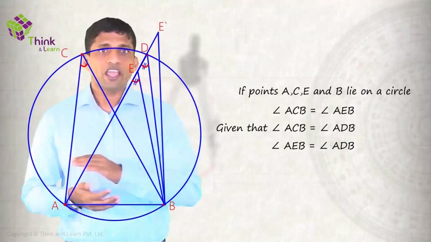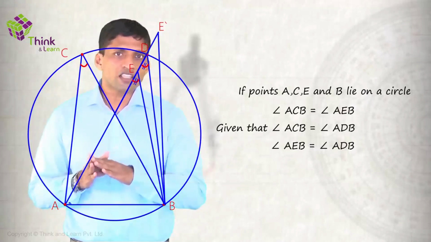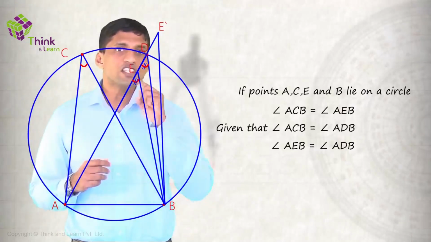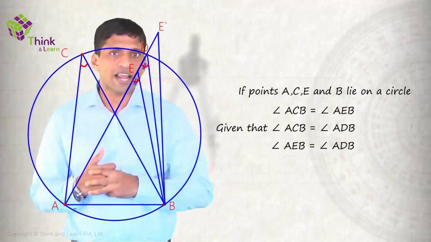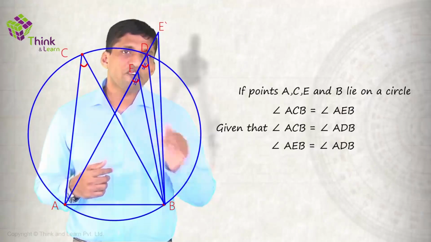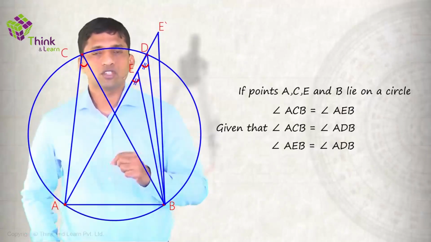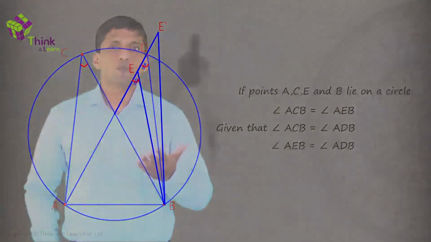Now what is the method? If a line segment, what is the theorem? Line segment, if it is subtending equal angles at two other points on the same side of the line segment, then all the 4 points are concyclic. So that theorem just got proved.